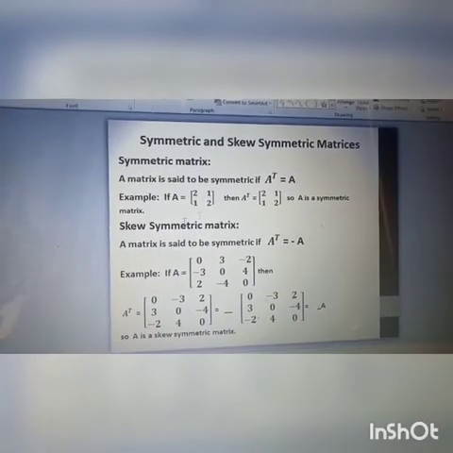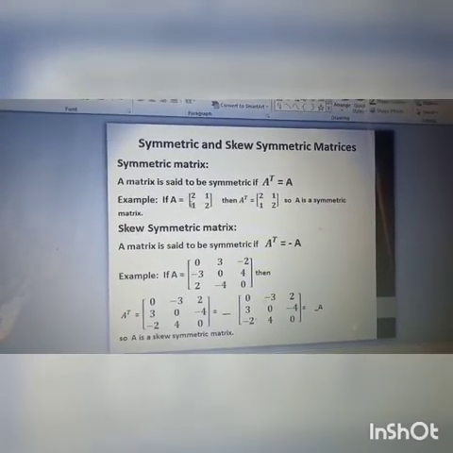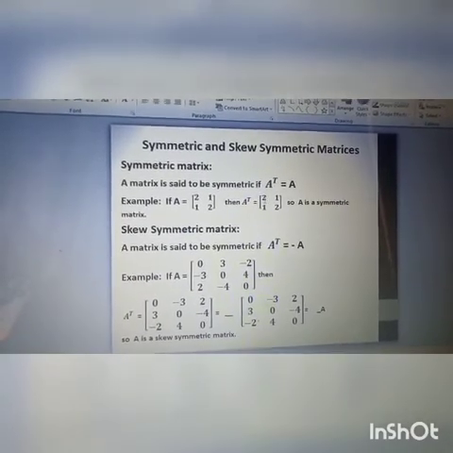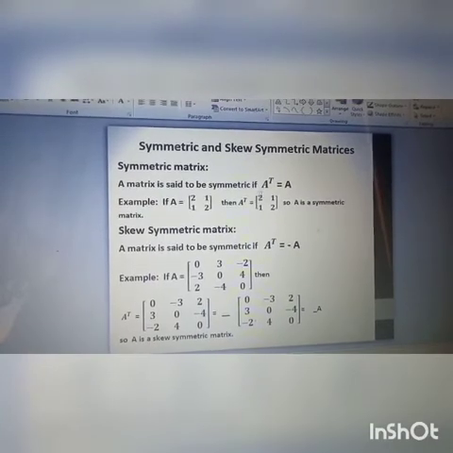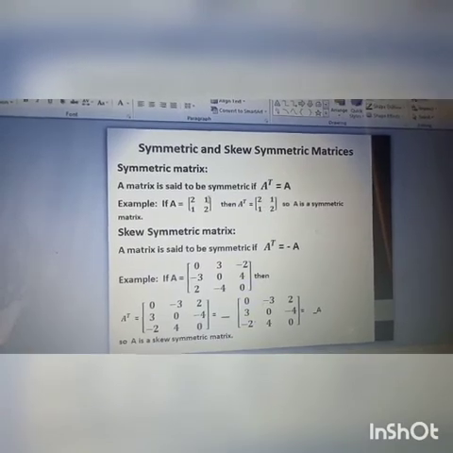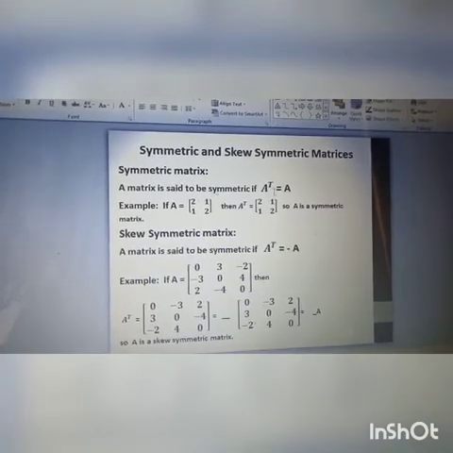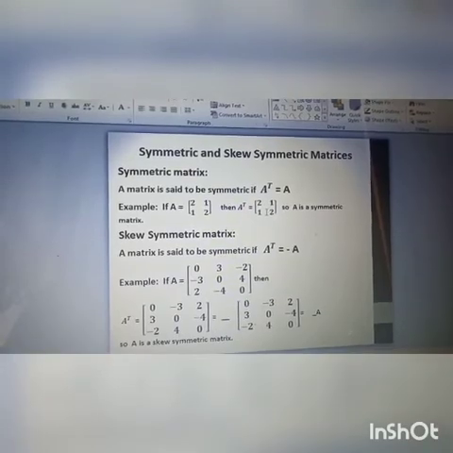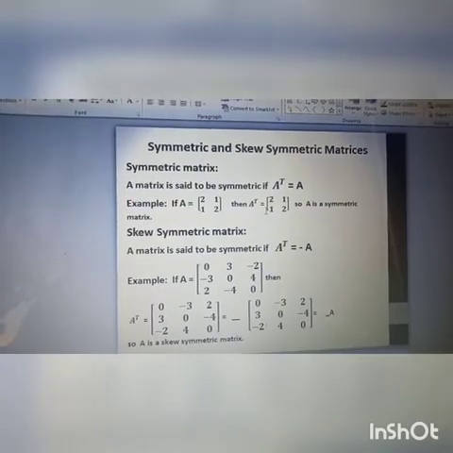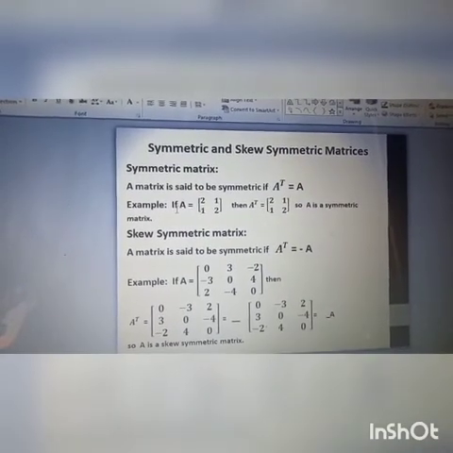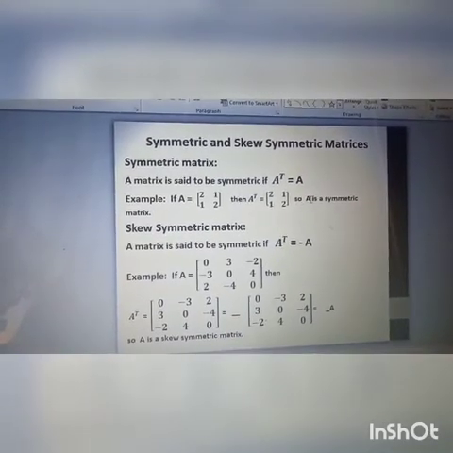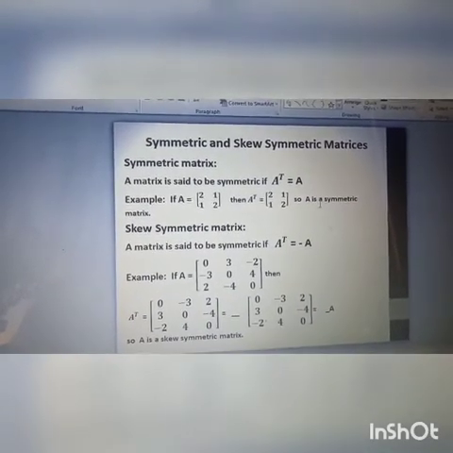If A is 2 1 1 2, this is the matrix given. To calculate its transpose, as you know, you have to convert rows into columns. Once you have converted rows into columns, it is again the same matrix. You can see this is A and this is A transpose, and there is no change in it. So when A transpose is calculated and it is equal to A, there is no difference between A and A transpose, then such a matrix A is called a symmetric matrix.